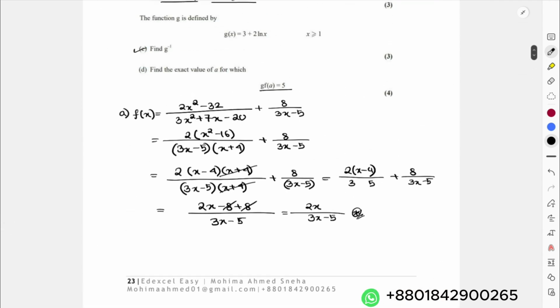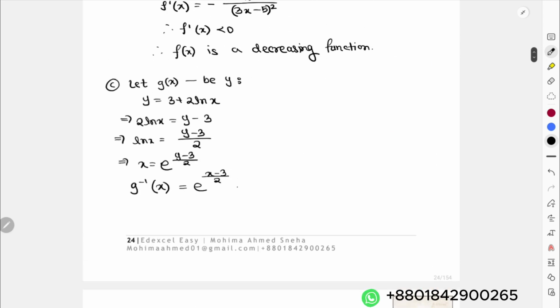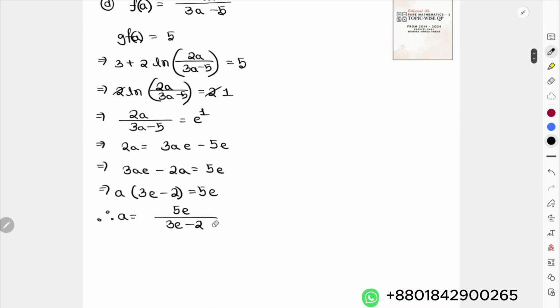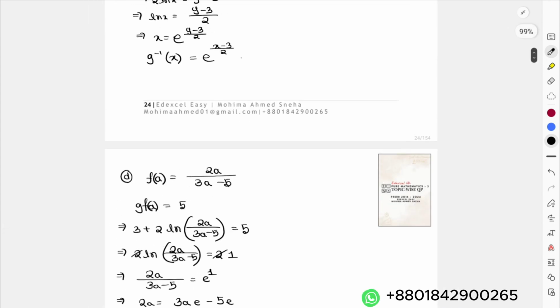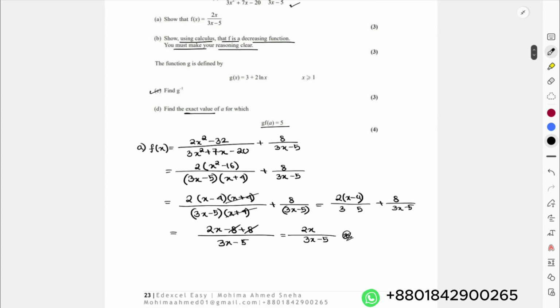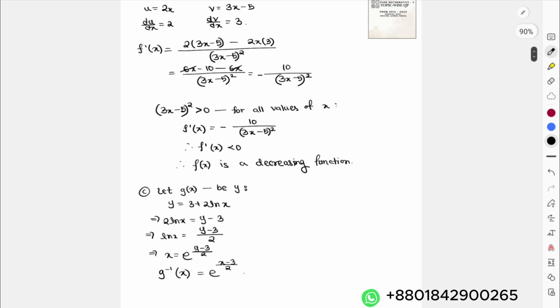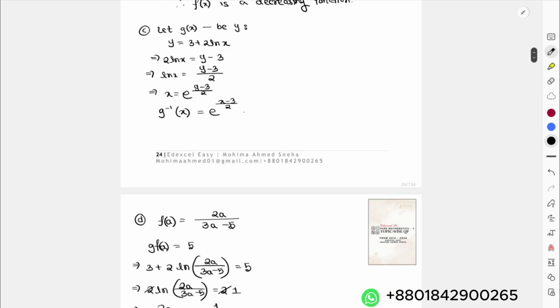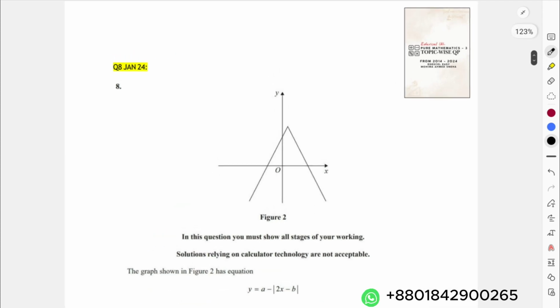So this is the solution for your part E, part A actually. Over here they were asking for the exact value of a, so I'm not going to convert this into decimals or anything. I'll just keep it like this, 5e over 3e minus 2, not into decimals. This is the end for your Jan 24 question 4. This was part A, this was part B and C together, and finally this is your part D. After this, we are moving to Jan 24 question 8.